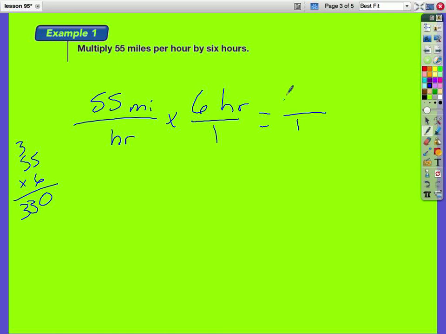That's 330. Okay, now I look at my labels. I have miles up here, there's no miles on bottom, that's going to stay. I have hours up here, I have hours down here, they cancel out. So all I have left is 330 miles over 1, which is 330 miles. Okay, so remember, our units cancel out just like our numbers.